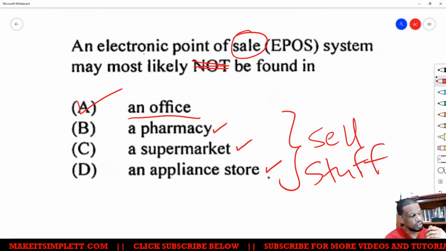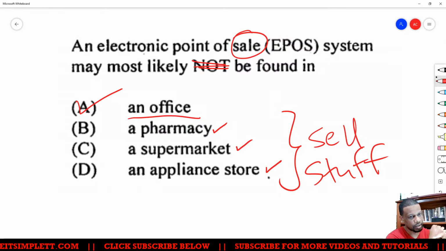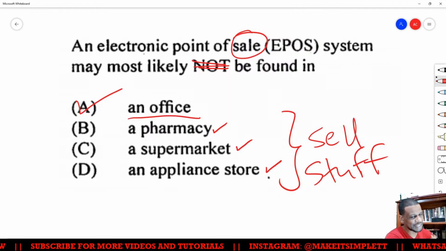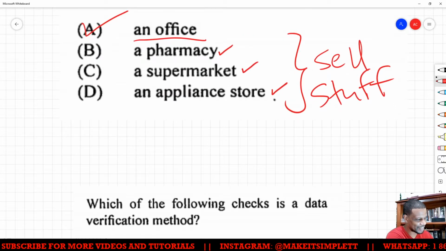An office is really about office work now: documents, printing, stuff like that. So, selling two pencils from your cabin, okay, yeah.